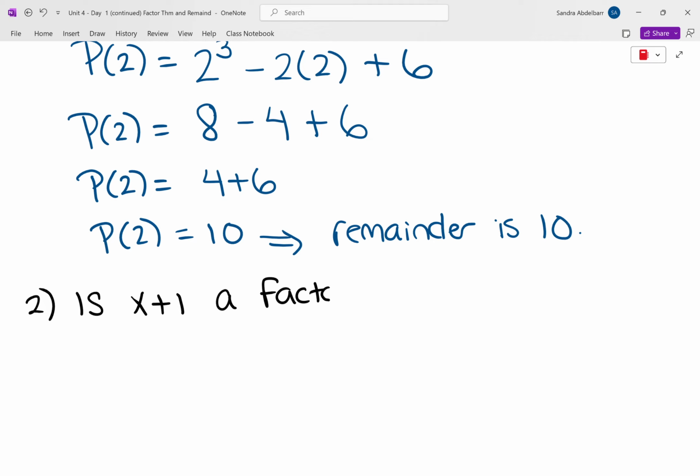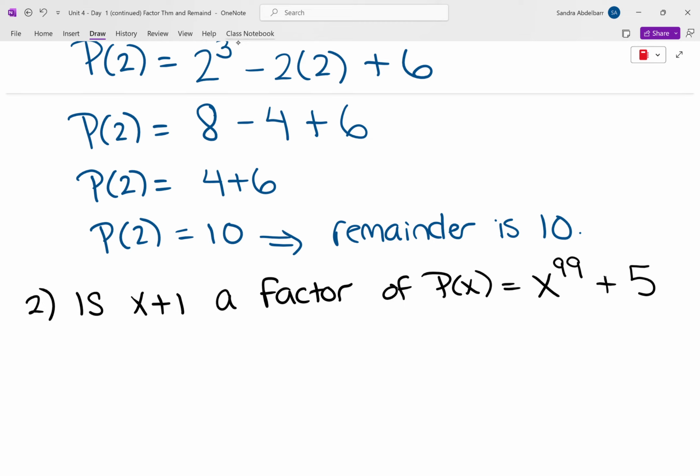Is x plus 1 a factor of p of x is equal to x to the 99th power plus 5? Right now, the idea of synthetic division or long division is miserable. Why? Because for long division and synthetic division, we have to account for every single exponent. Can you imagine having to account for every single exponent from 99 all the way down to 1? No, that's horrible. But it's saying, is x plus 1 a factor? So what can we do?